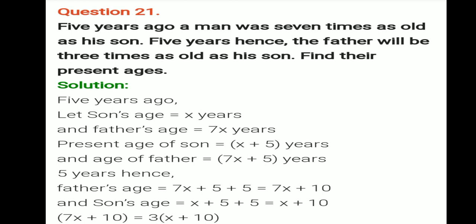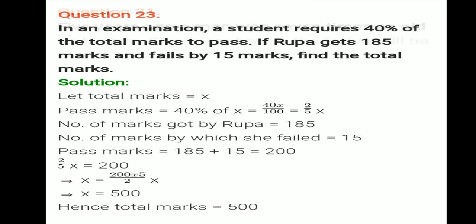So your equation goes 7x plus 10, that is father's age, is equal to 3 multiplied by x plus 10, which is 3 times of a son's age. So they both are equal, and after that you are going to solve the equation. Next is, in an examination a student requires 40% of the total marks to pass.